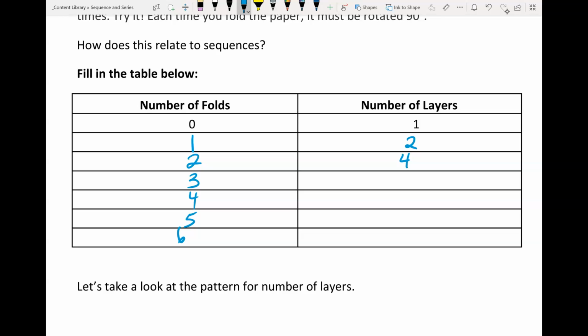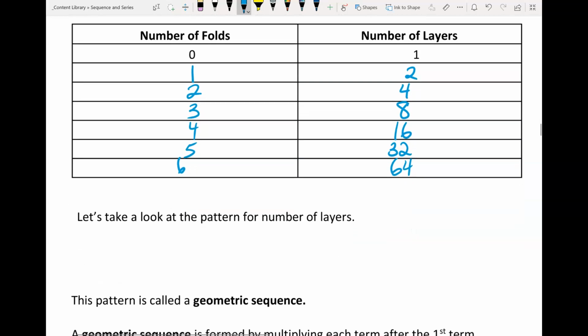So after 3 folds, you should get 8 layers. After 4 folds, you just get 16, then 32, and that last one is 64 if you were able to make it that far. But if we analyze the number of folds compared to the number of layers, this is called a geometric sequence because we are going to multiply the first term by some number to get the second term.